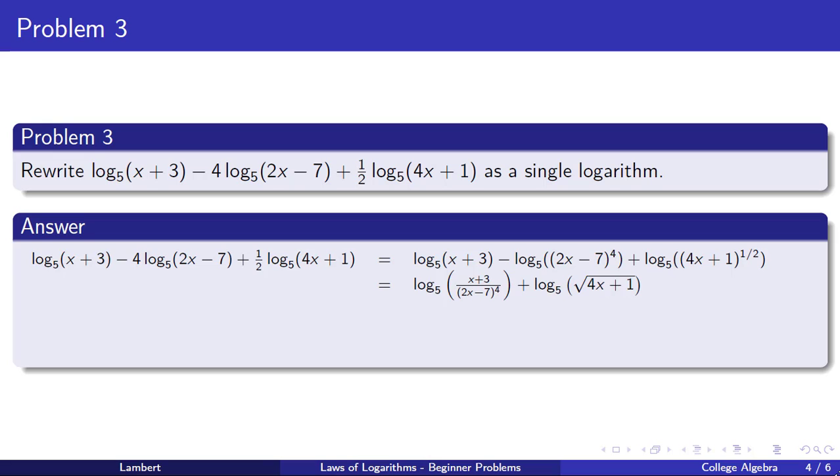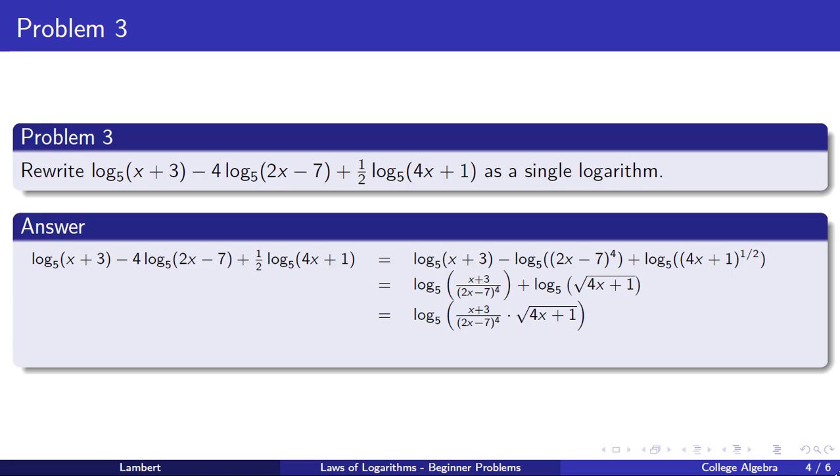And that plus symbol, now we can use the product rule for logarithms, which states if you have the log base b of x plus the log base b of y, that should be the log base b of x times y. And so multiplying those on out, you get the square root of 4x plus 1 multiplied by that x plus 3 over 2x minus 7, that quantity raised to the fourth.